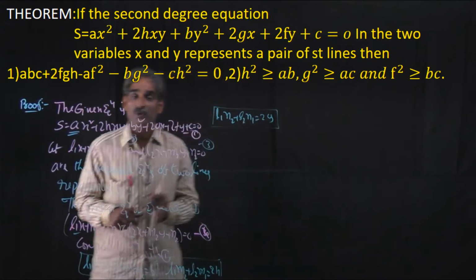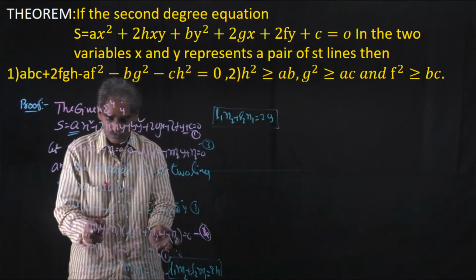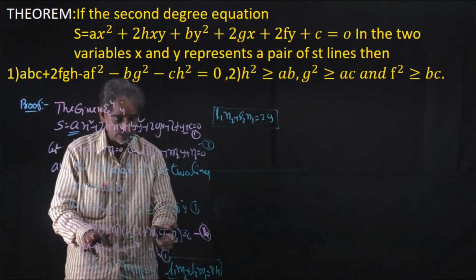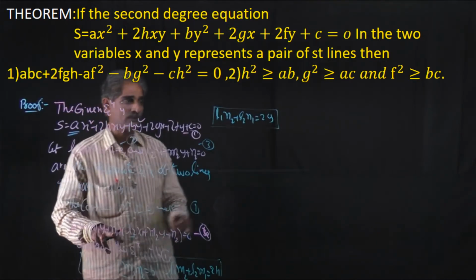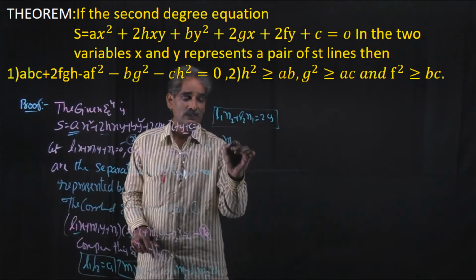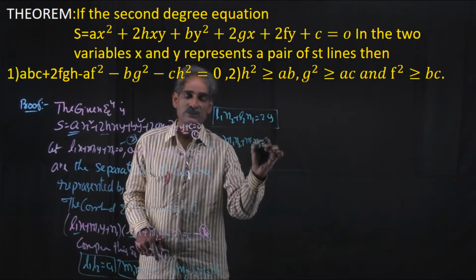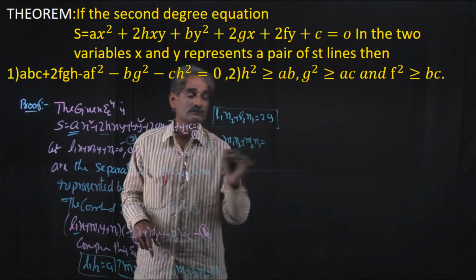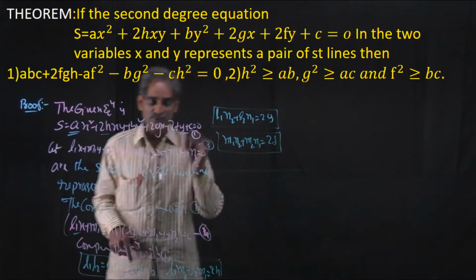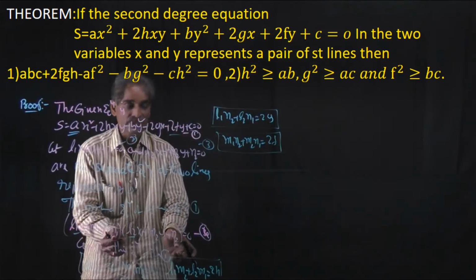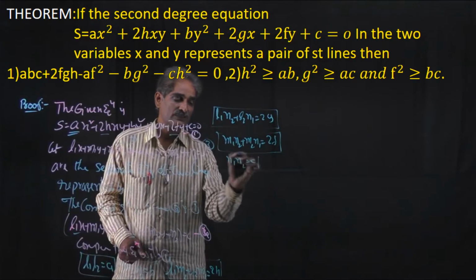And similarly the coefficient of y, here the coefficient of y is 2f. Just observe that here the coefficient of y means y coefficient and constant, M1 N2 plus y coefficient and constant, M2 N1. M1 N2 plus M2 N1 is equal to 2f. And the constant term is c. Here the constant term is N1 N2. N1 N2 is equal to c.